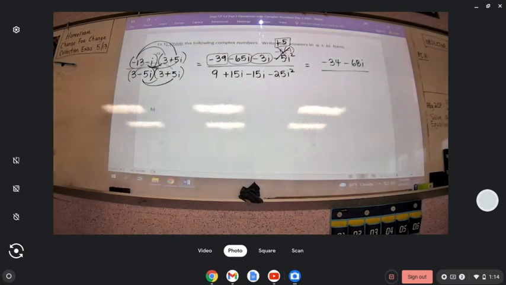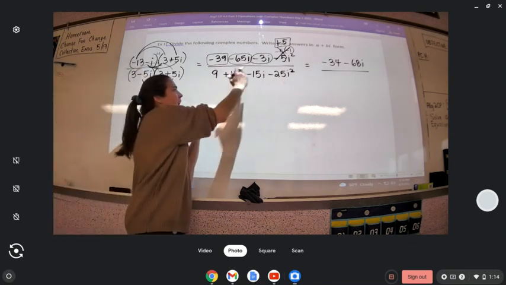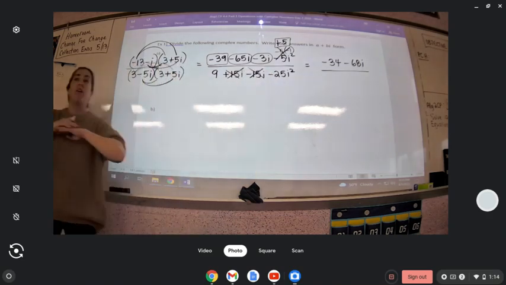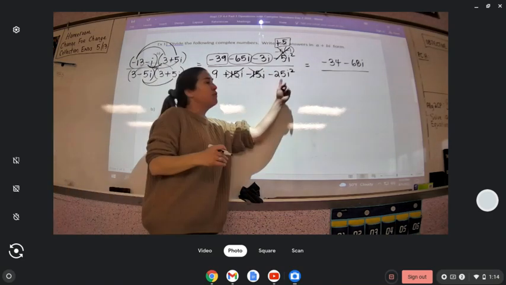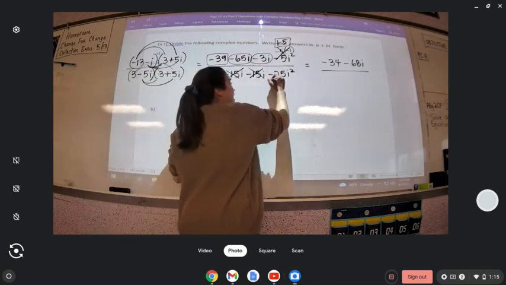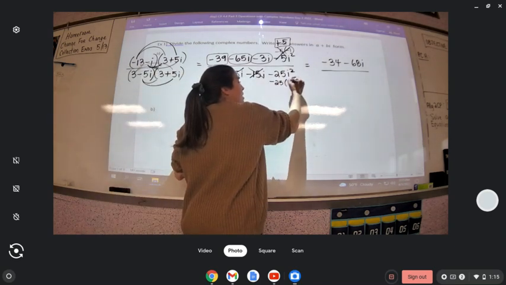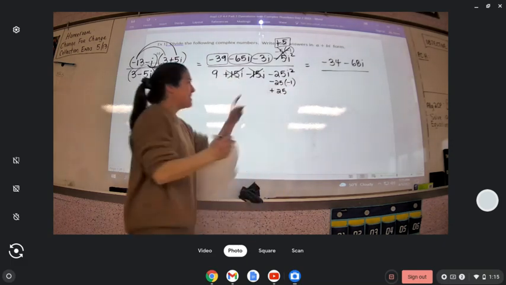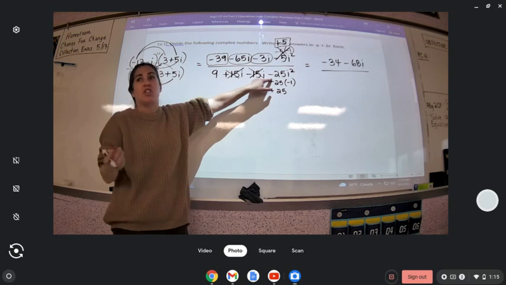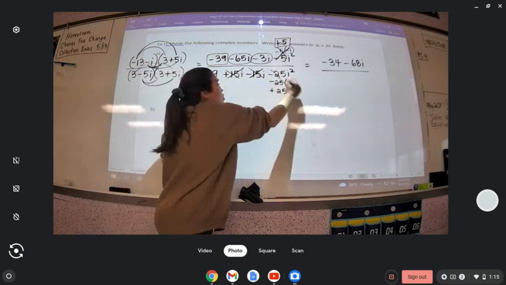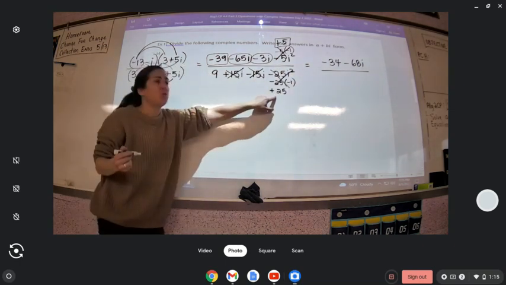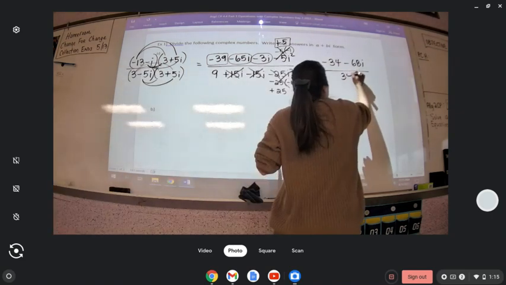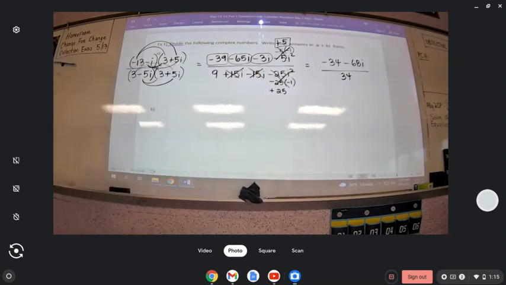All right, now on the bottom, what's going to happen to 15i and negative 15i? Get rid of them. The i's are gone. The imaginary part is gone. We know that negative 25i squared is really negative 25 times negative 1, which is really what number? 25. So at the end of the day, guys, it's always the opposite of whatever number he started as. All right, so now you have 9 plus 25. What's 9 plus 25? 34. And there it is. So now it's a division problem.